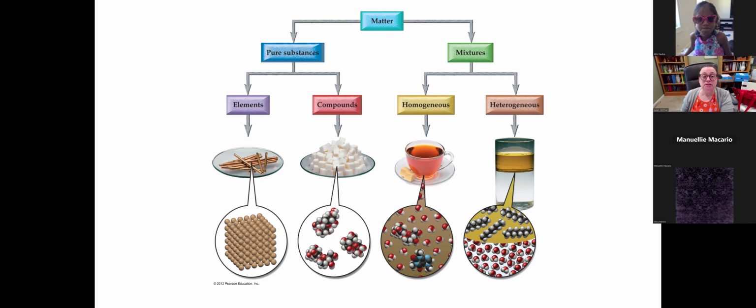Another kind of pure substance is a compound, and this one's a little trickier. So something like sugar. If we could walk around inside that sugar crystal, we would see these little molecules of sugar, but they're all the same. They're made of those same atoms in the same order hooked together. So all of those molecules look the same. They're all made of the same different kinds of atoms, whatever the little white, black, and red atoms are. They're all the same.